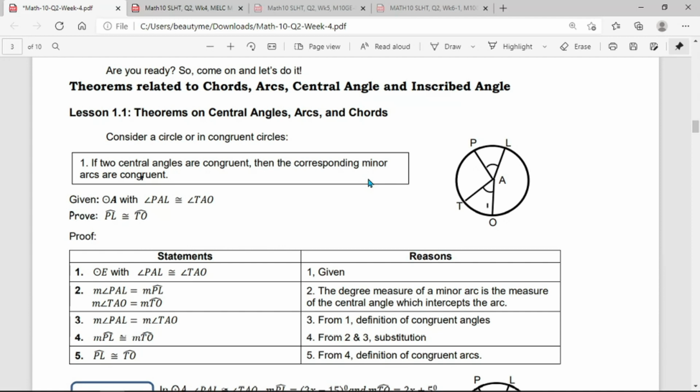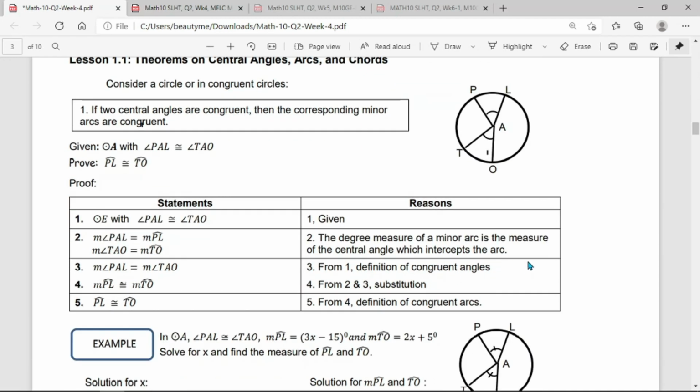To start with, we are going to talk about the theorems on central angles, arcs, and chords. I will not be going to discuss the details about the proof, but I'll just be showing you, using this figure, what this theorem is saying. So to start with, let's have theorems on central angles, arcs, and chords.